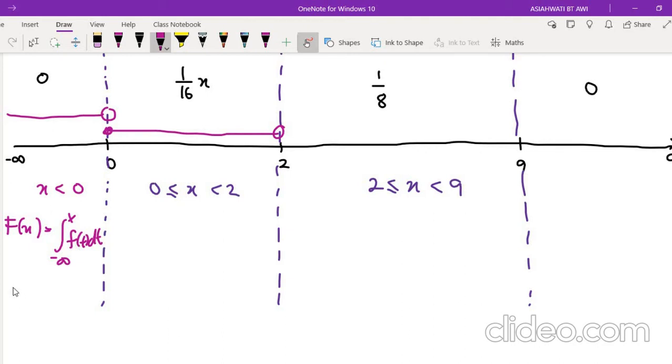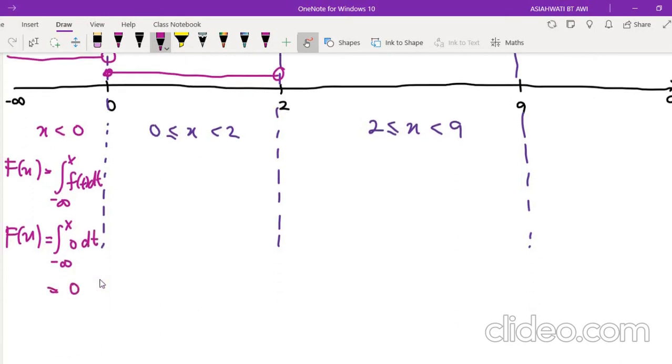So F of x is the integral from negative infinity to x, where the function is 0, with respect to t. So the answer is 0.